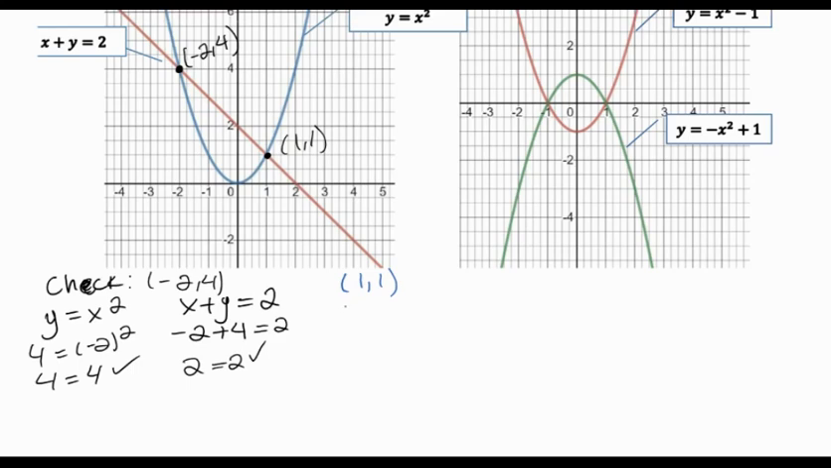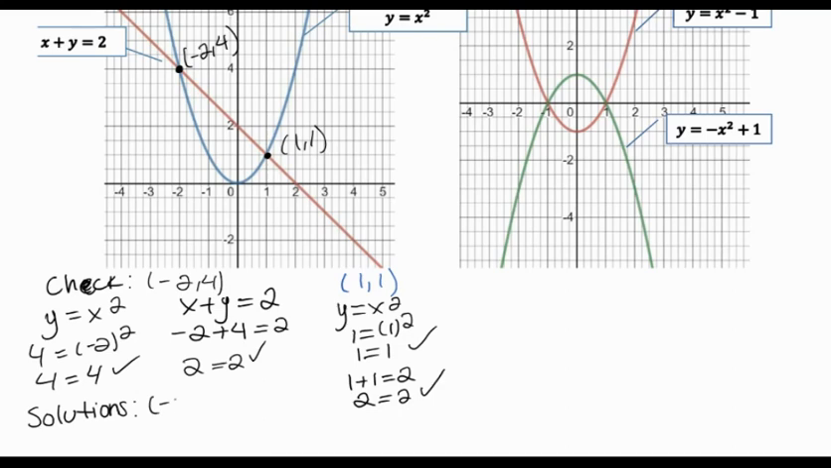For my first equation, I have y equals x squared. So I have 1 equals 1 squared. 1 equals 1. Yes. And the second equation, we have x plus y equals 2. So 1 plus 1 equal to 2. 2 equal to 2. Correct. So my solutions are negative 2 comma 4 and 1 comma 1.